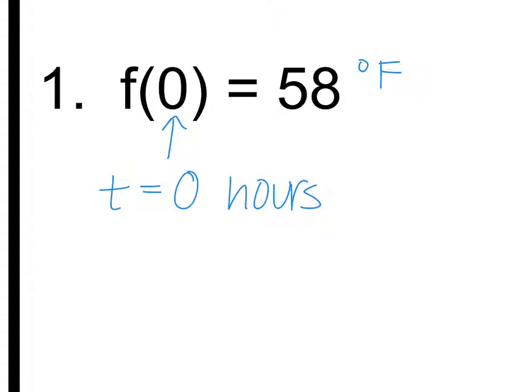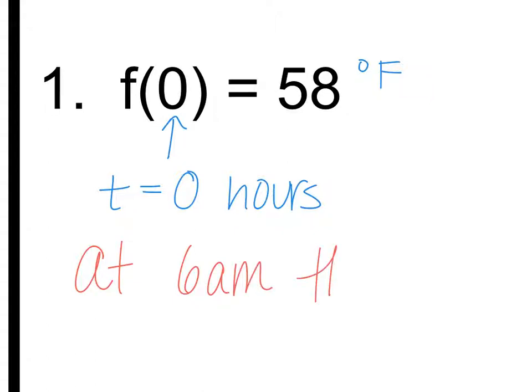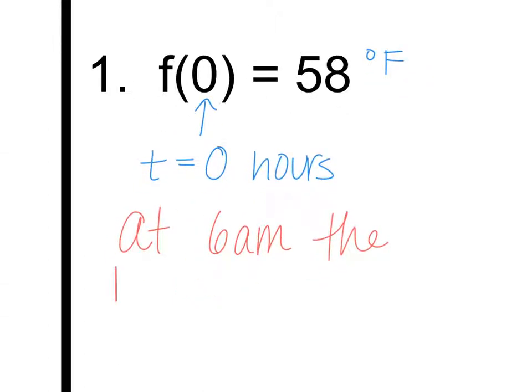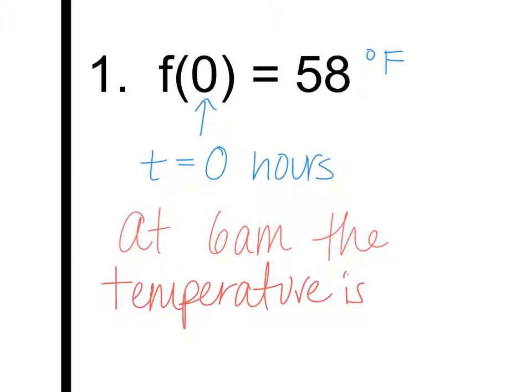Zero hours after 6 a.m. means that it's what time? 6 a.m. So this is saying at 6 a.m. the temperature is what? You input 6 a.m. and you output what temperature? 58 degrees.